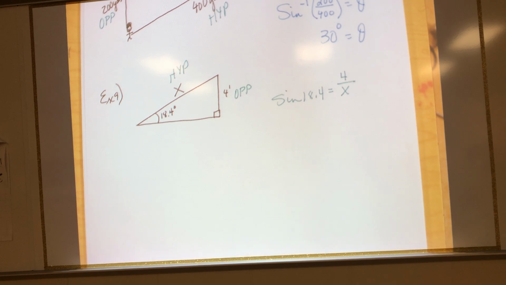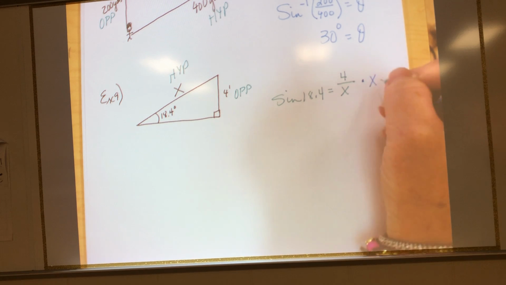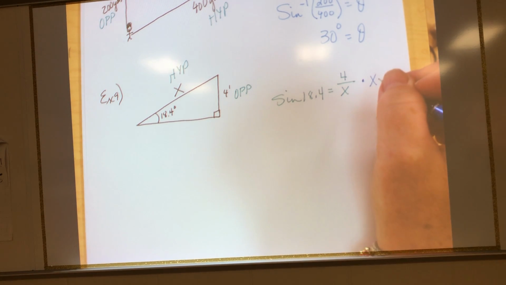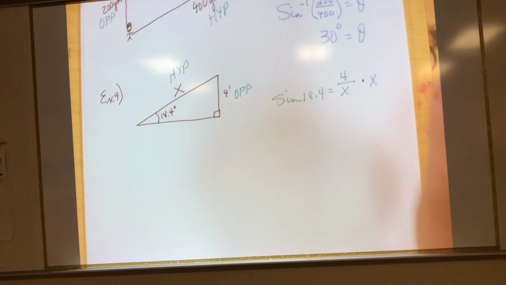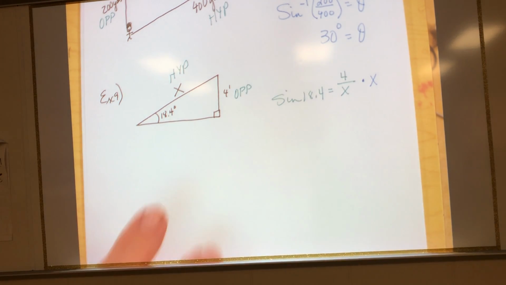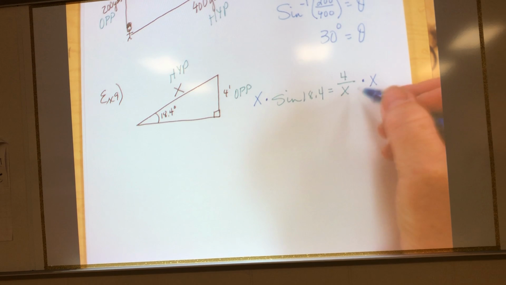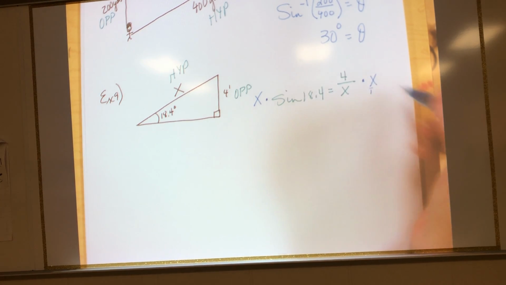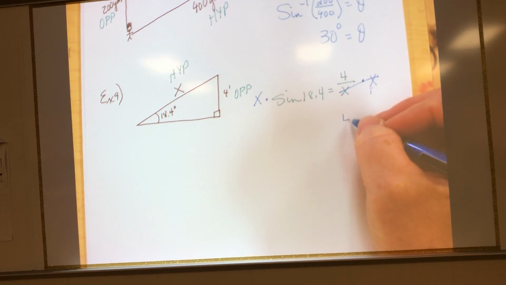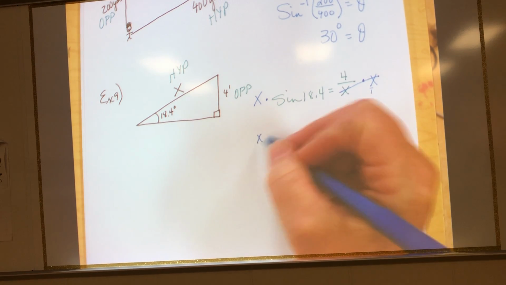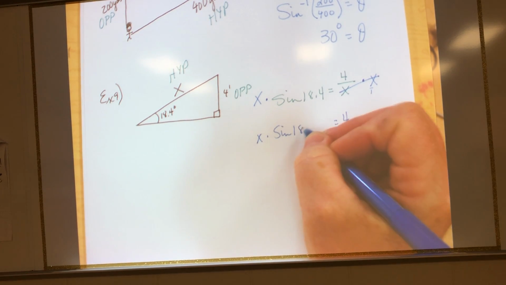So what do I do? How do I get it out? Multiply by x. Okay, so I'm going to multiply. What you do to one side, you do to the other. What happens to these x's over here? They cancel out. And you're left with 4 is equal to x times the sine of 18.4.